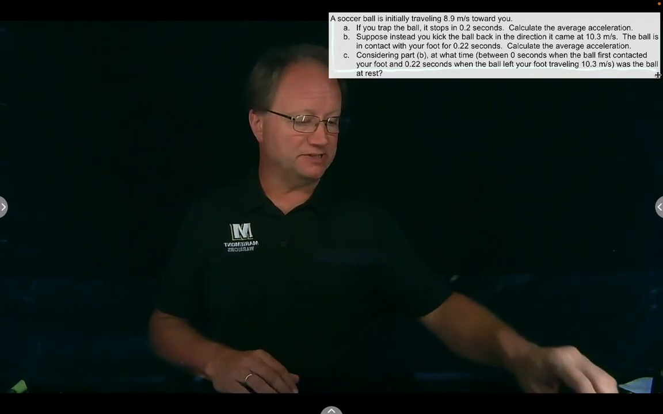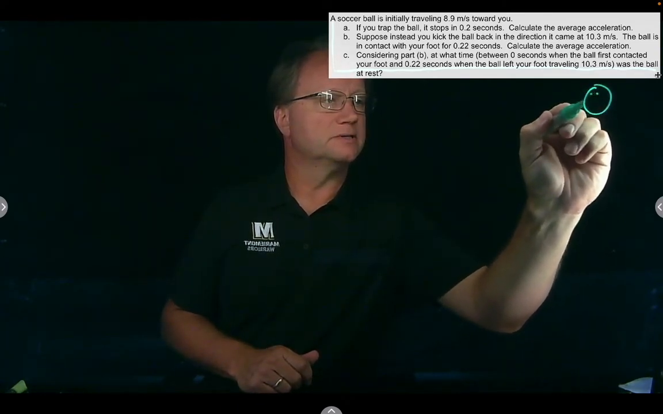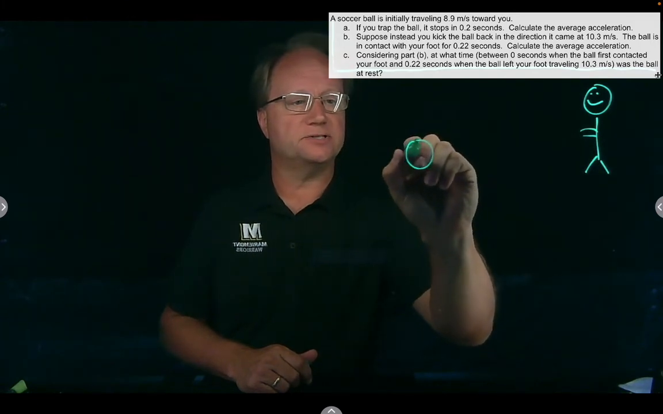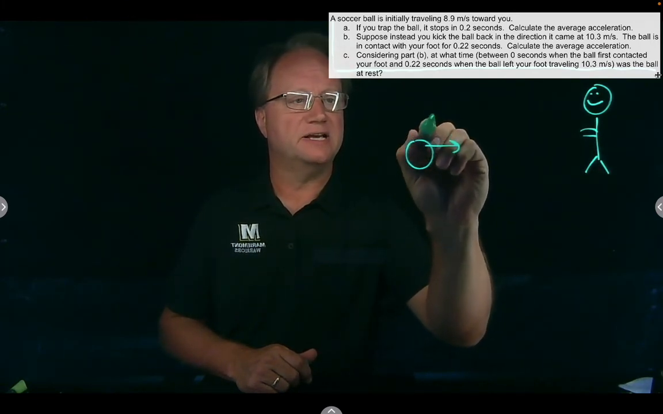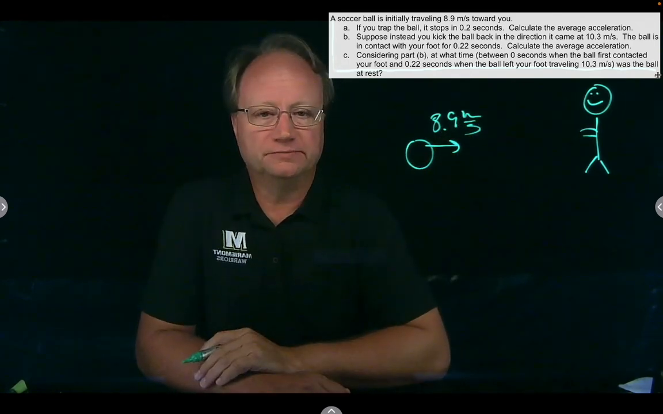Let's consider an example dealing with average acceleration. Our situation is we have a soccer ball initially traveling 8.9 meters per second towards you. I'm going to start with a diagram on this one. So if we diagram you, and here's the soccer ball traveling at 8.9 meters per second towards you.